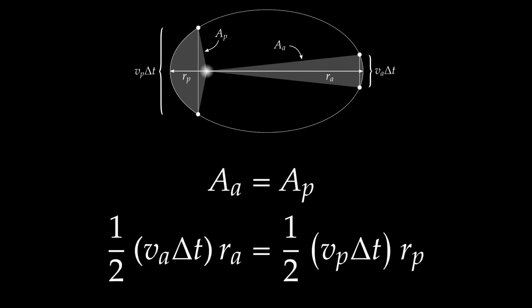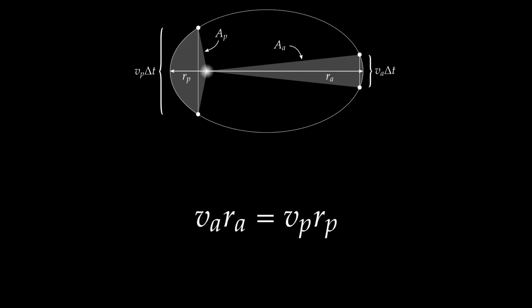Delta t, dt, a very small interval of time. I divide by that interval of time and it vanishes from the equation, as does the 1/2. And so what I have is an argument that says the velocity at perihelion multiplied by the radius at perihelion is equal to the velocity at aphelion multiplied by the radius at aphelion.